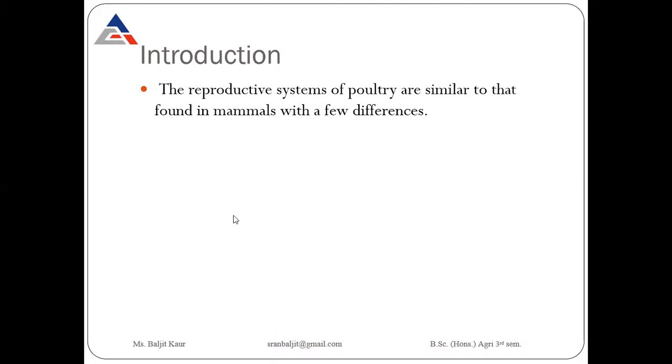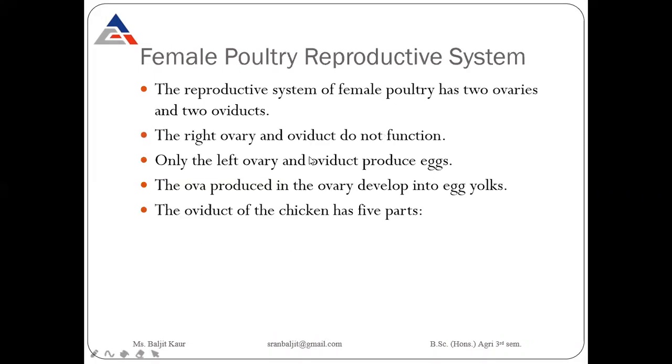Okay, so the poultry reproductive system has two ovaries and two oviducts, but the right ovary and the right oviduct do not function at all. Only the left ovary and oviduct produce eggs. So there are two ovaries and two oviducts, but only the left ovary and left oviduct produce eggs, and the right ovary and oviduct do not function.